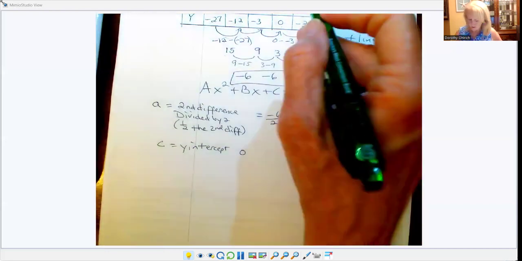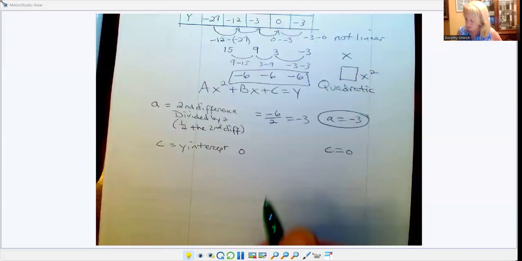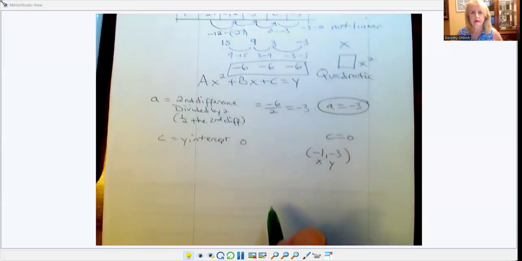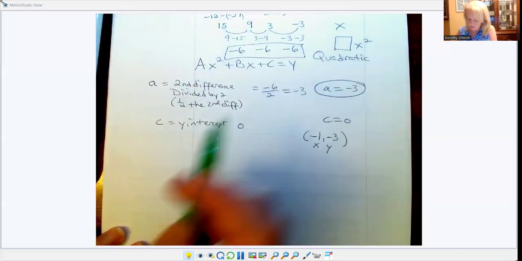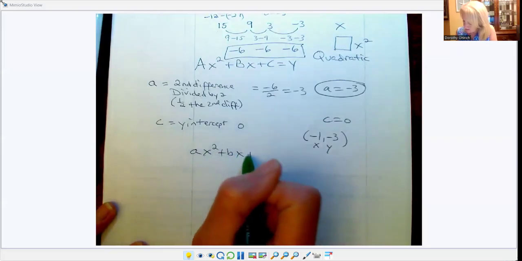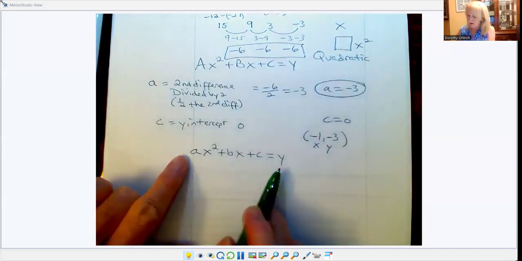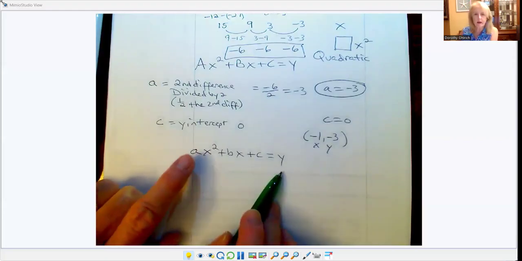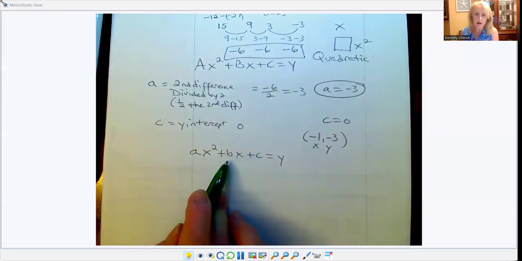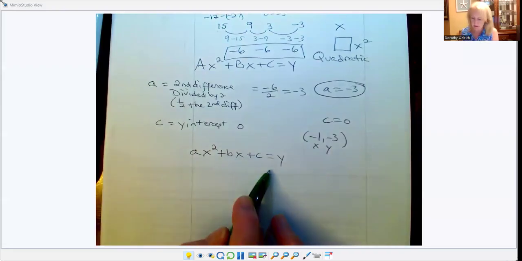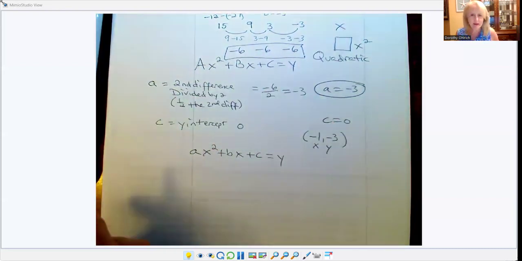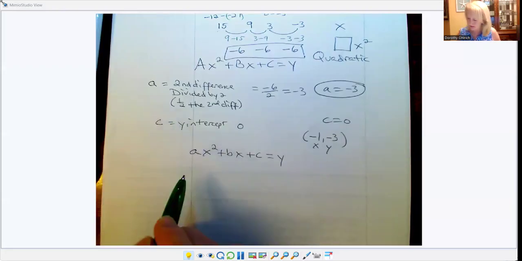Let's say -1, -3 is my x and y. Write this formula: ax squared plus bx plus c equals y. Now remember, we have the x and the y, we have the a and the c. We're solving for b. Here, b is not the y-intercept. That is in standard form, and it's usually capitalized. But because I wrote these in little letters, I'm just going to use these.